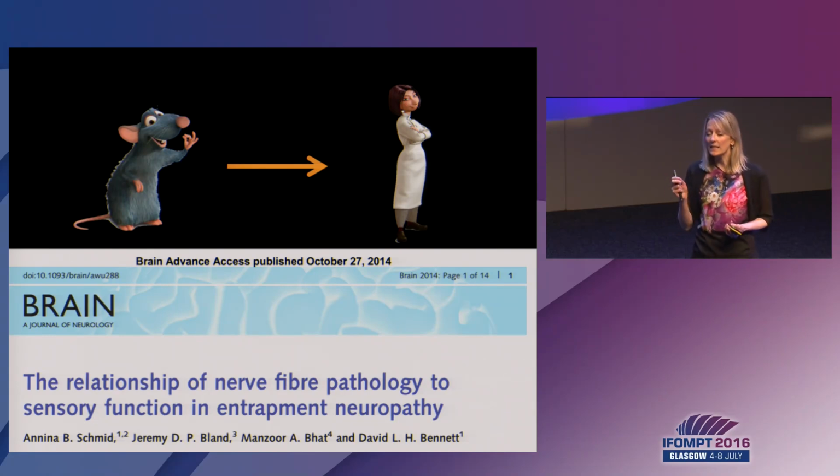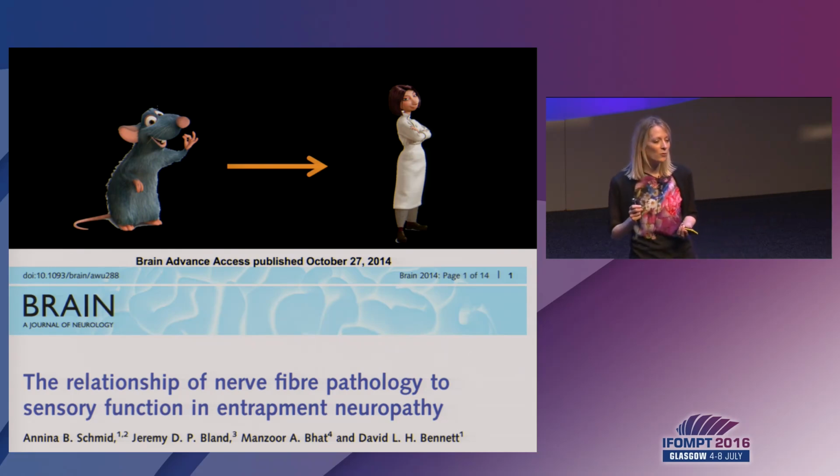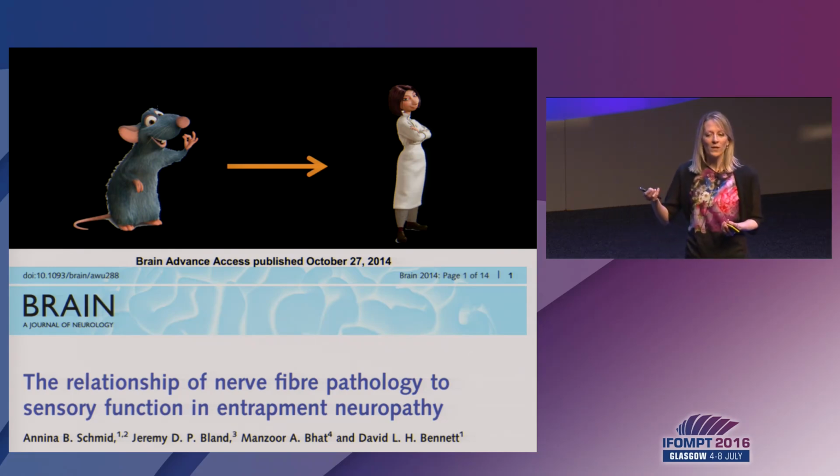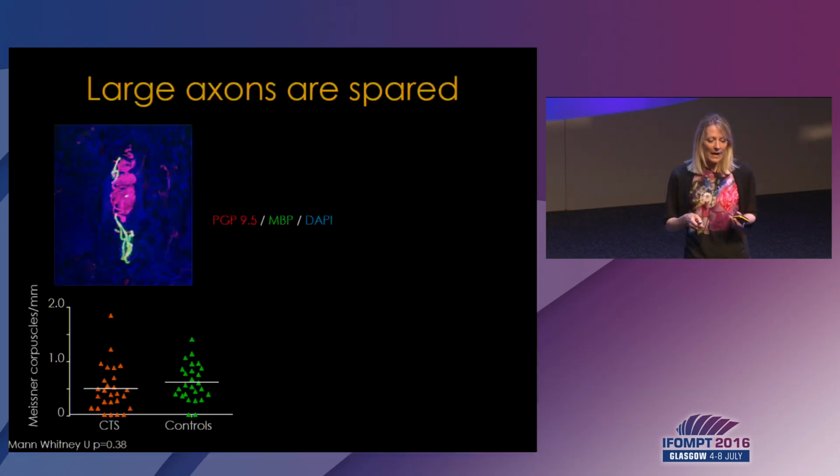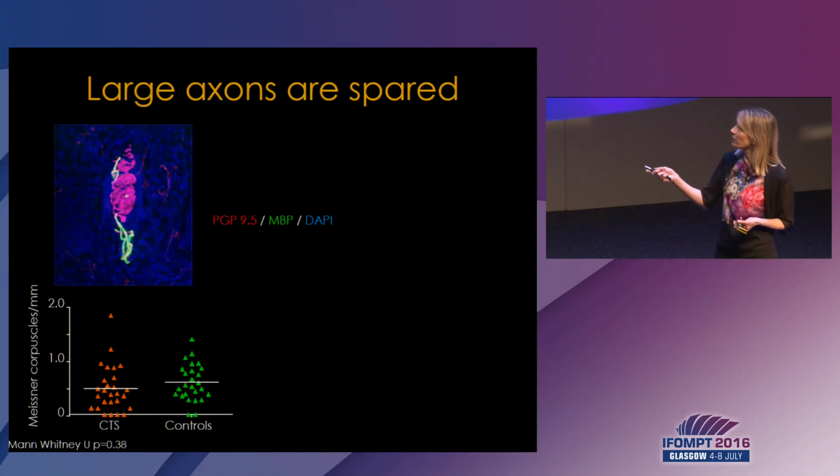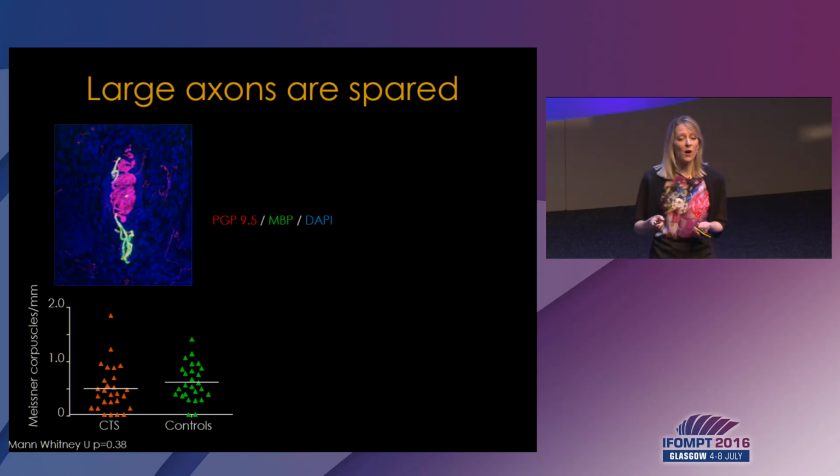I can take a skin biopsy in the median nerve territory. And as you all know, a substantial proportion of our sensory fibers start and end in the skin. So therefore, the skin biopsy is a great window that allows me to look into the nervous system. And when we did that, we first looked at the large axons. So I quantified the number of Meissner corpuscles. Meissner corpuscles are the receptors of the large myelinated A-beta fibers, so the touch receptors.